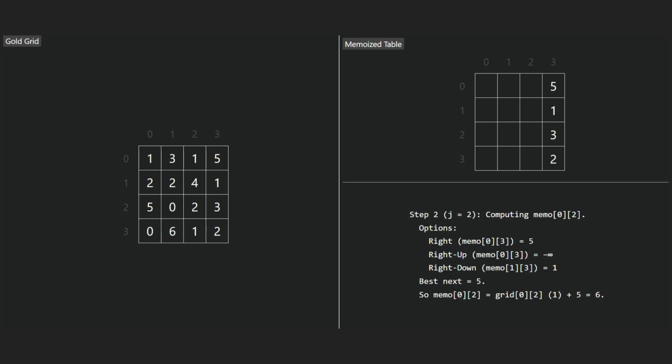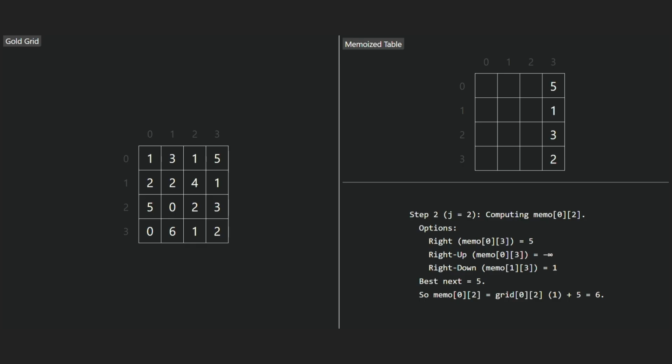Filling column 2, J equals 2. Next, we move one column to the left, to column 2. For each row I, we look at 3 possible next cells in column 3: directly to the right, right up, and right down. We pick the largest memoized table value among those legal moves and add grid at I cross 2. For example, at row 0, we compare memoized table at 0 cross 3, which is 5, with memoized table at 1 cross 3, which is 1.